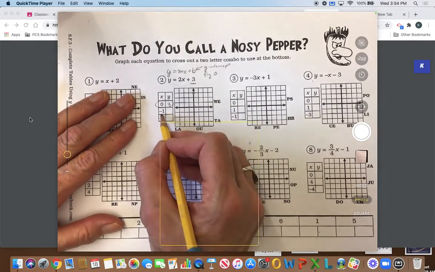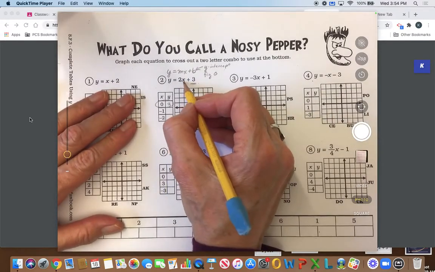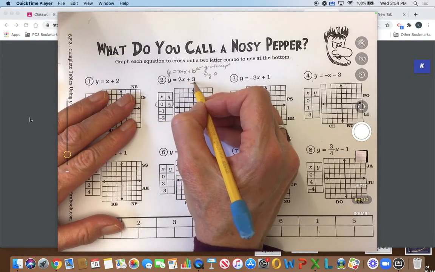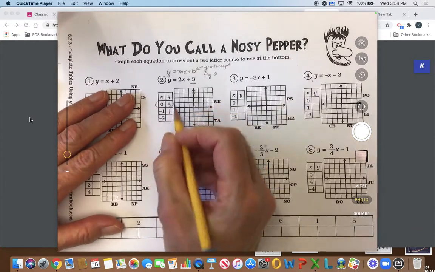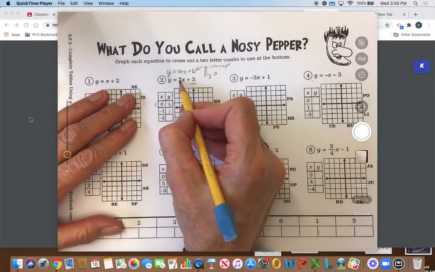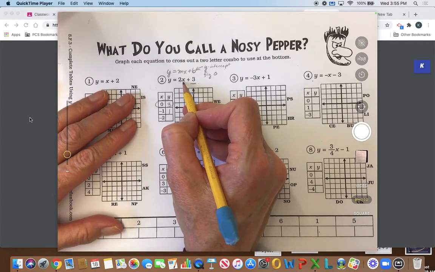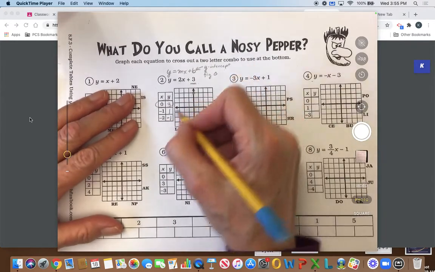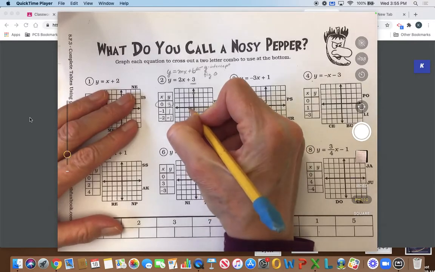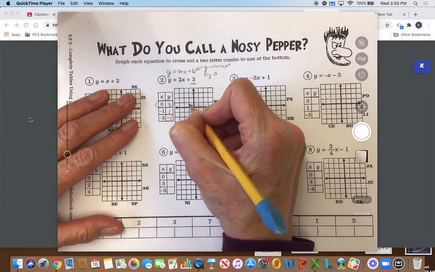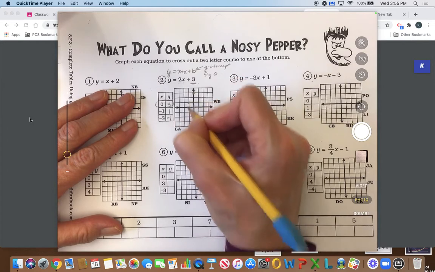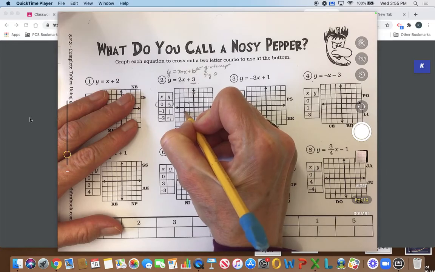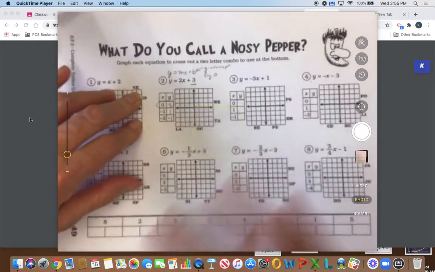So let's see, if we put a -1 in for x, that will make this whole thing, -1 times 2 is -2, plus 3, that's going to be a +1. And then -2 times +2 will be -4, plus 3, that will turn out to be a -1. So let's go ahead and graph these other 2 points that we have. We start out with x is -1, y is +1. X is -2, y is -1. Okay, so we've got 3 points there.